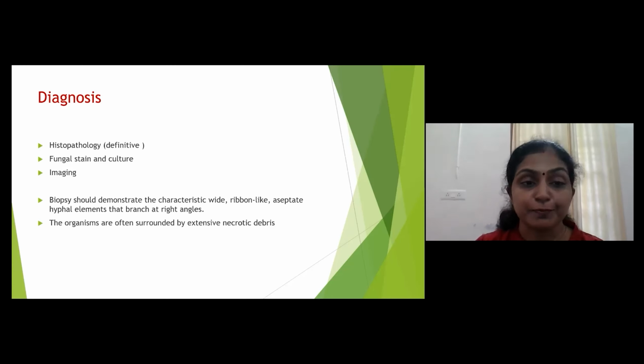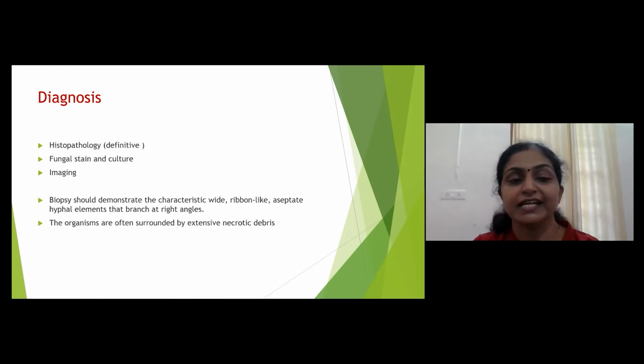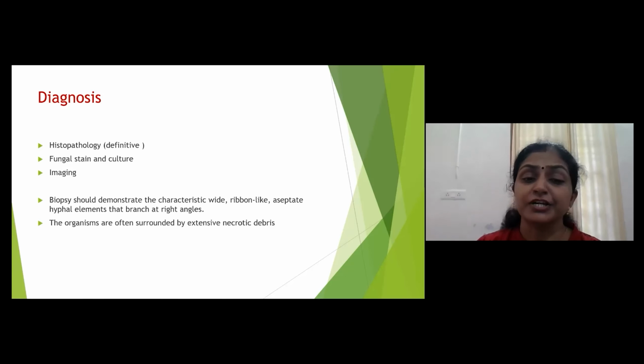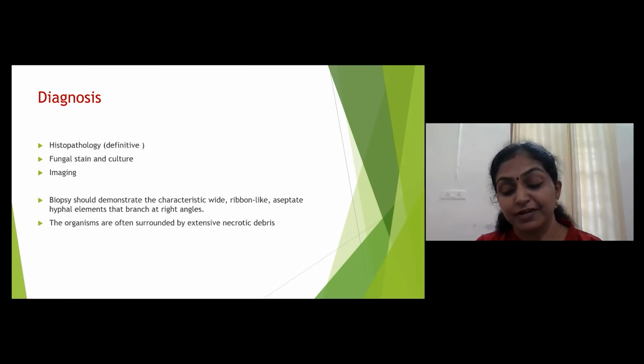Diagnosis by histopathology is the definitive diagnosis, then fungal stain and culture, and imaging. Biopsy should demonstrate characteristic wide ribbon-like aseptate hyphal elements that branch at right angles. The organisms are often surrounded by extensive necrotic debris.